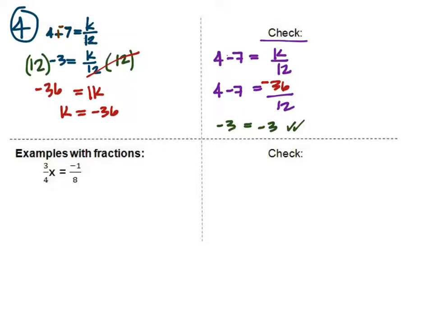When I divide a negative by a positive, I do in fact get a negative answer. And when I add 4 and negative 7, I do get a negative 3. So it does check out, and we can go ahead and box in our answer, where k does in fact equal negative 36. Now our last example to go through is one with fractions.